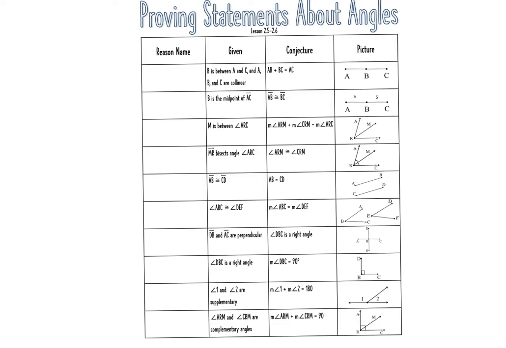Today we're talking about proving statements about angles, lesson 2.5, 2.6. So, starting with our first given and conjecture, we have B is between A and C, and A, B, and C are collinear, which we know means they're on the same line. So we have segment AB and segment BC, so AB plus BC. You should be thinking part plus part equals the whole.